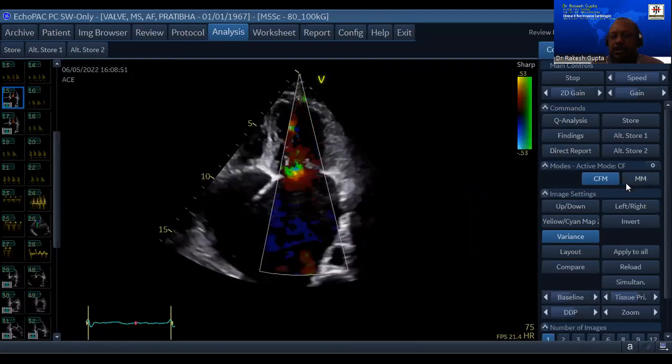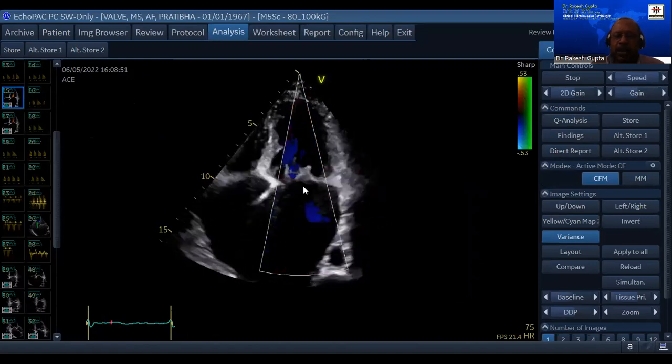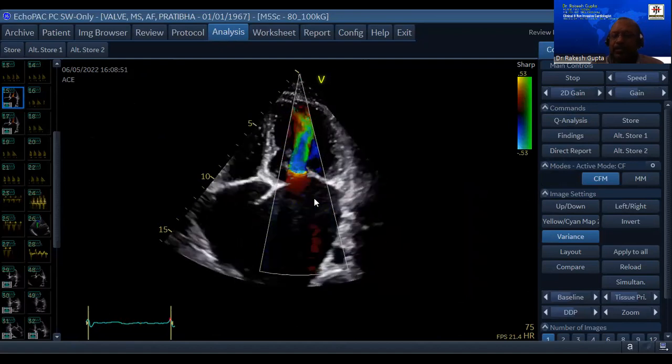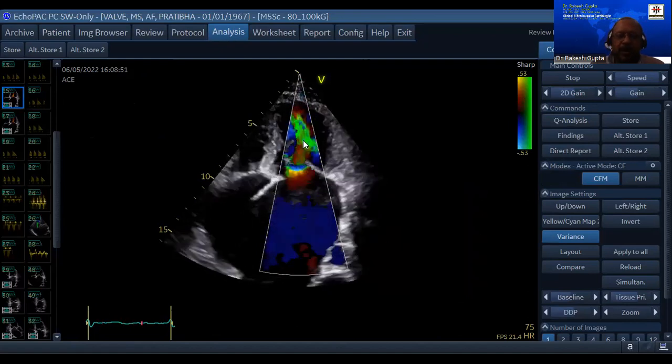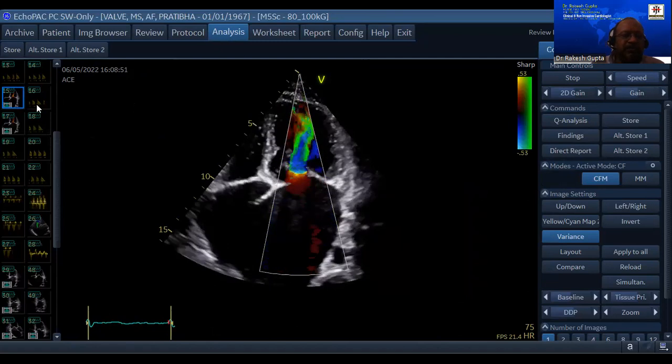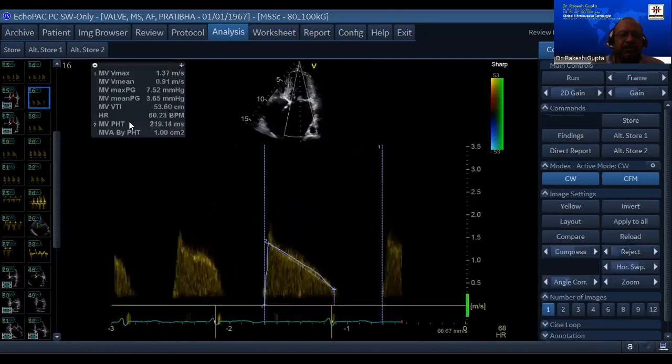Mild MR is present. So what we do, we put a continuous wave Doppler across this. First we will put a pulse wave Doppler. Then we put a continuous wave Doppler across it, and what we get is a mitral flow pattern. So, Dr. Swapnil, what kind of a mitral flow pattern is it? Do you see something in this flow? 1, 2, 3, and 4. So E and the A wave.